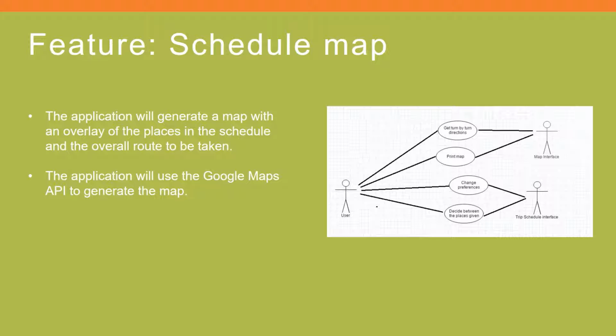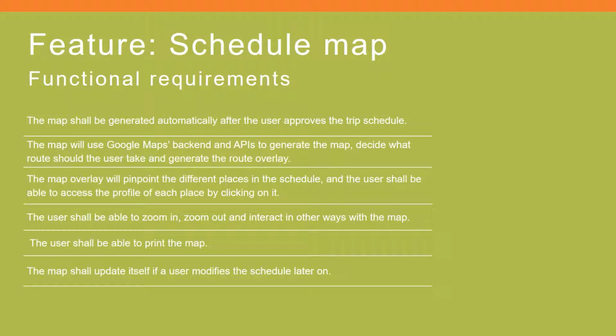Schedule map. The application will be able to generate a map with an overlay of the places in the schedule and the overall routes to be taken. The application will use the Google Maps API in order to generate this map, since their database is updated constantly. The map shall be generated automatically after the user approves the trip schedule. The map will use Google Maps backend and API to generate the map, decide what route the user should take, and generate the route overlay.